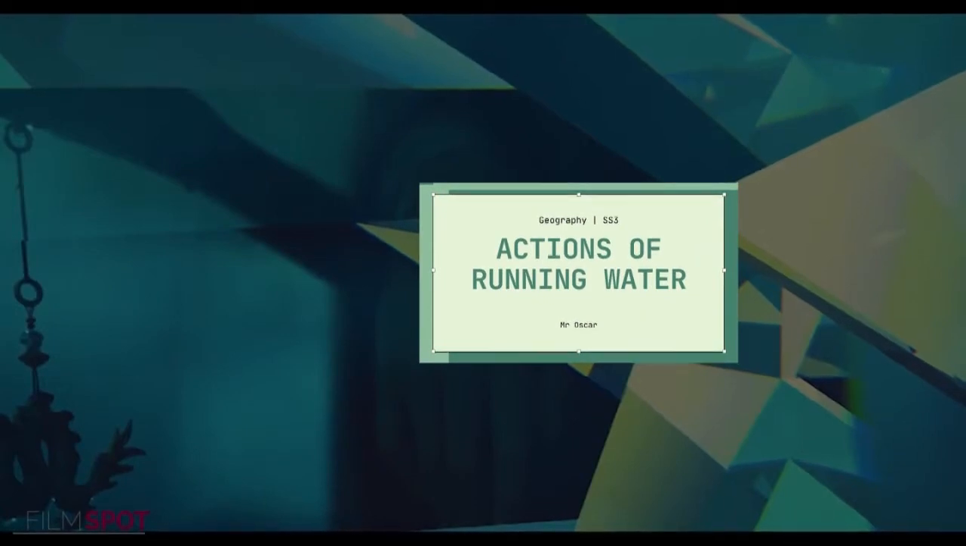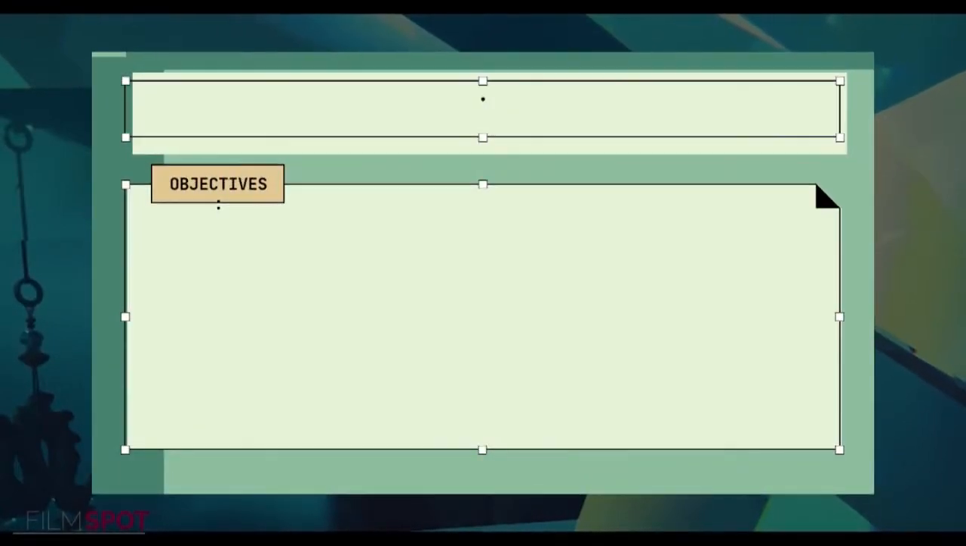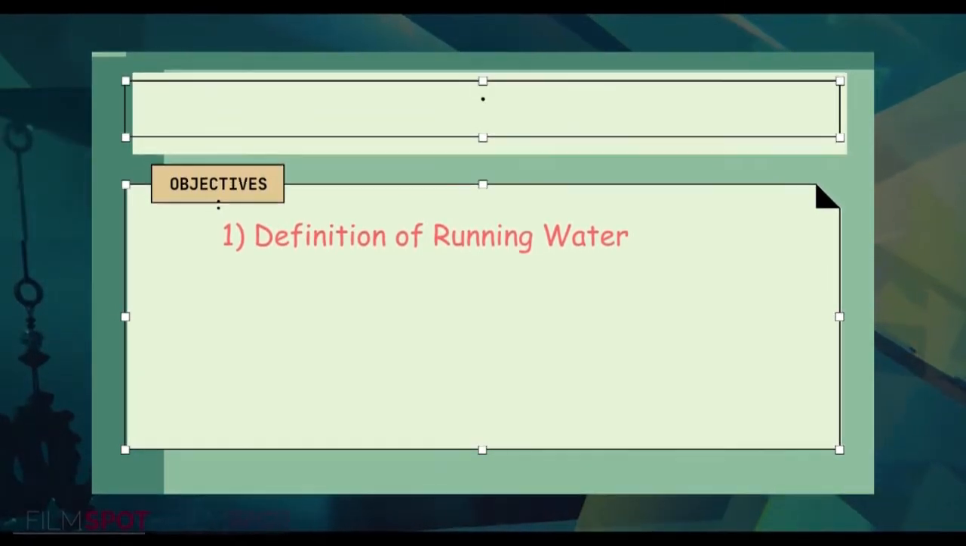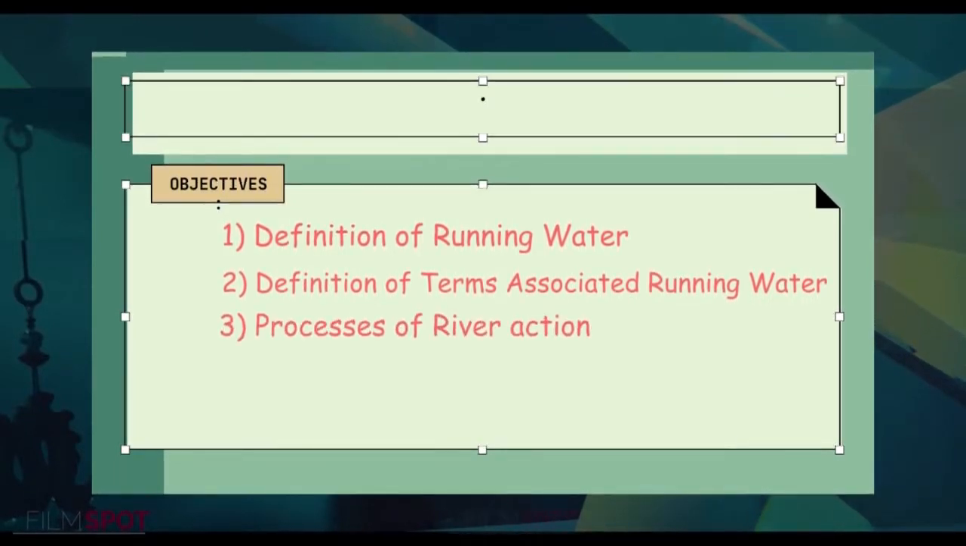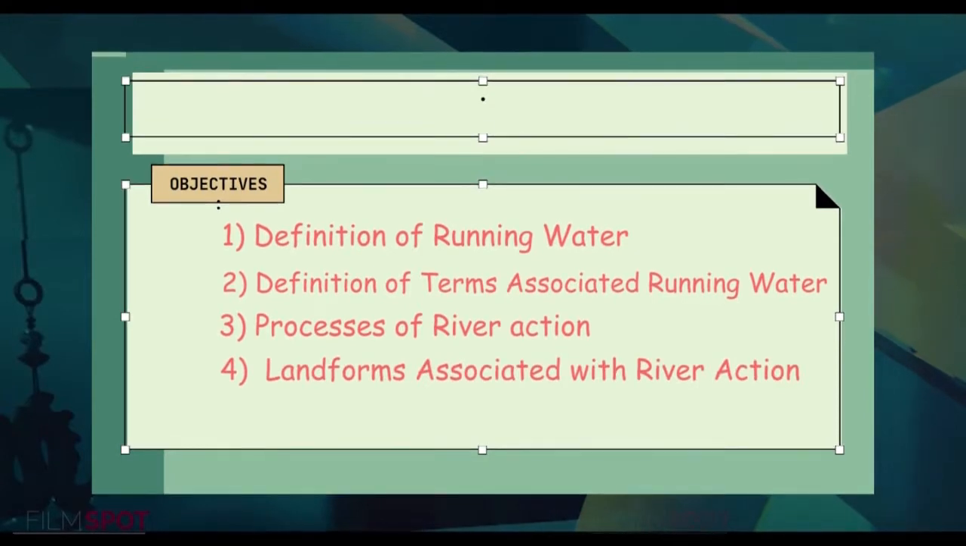In our very first two modules, we are going to be dealing with actions of running water. We are going to look at the definition of running water or river and terms associated with river, landforms associated with river, as well as the developmental stages of the river, the features and landforms in them, as well as the predominant river action in the various stages of river development. Sit back as we take a roller coaster ride on these two modules.